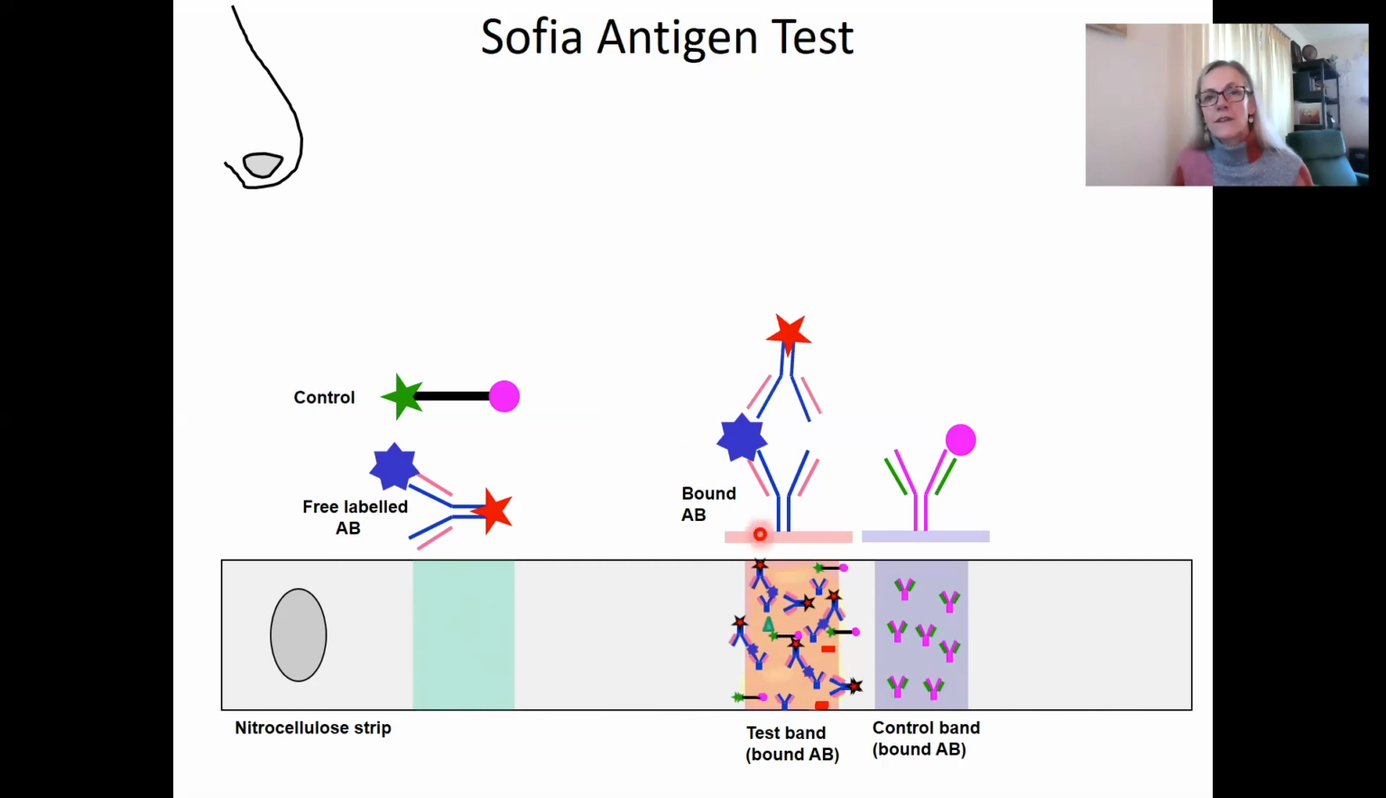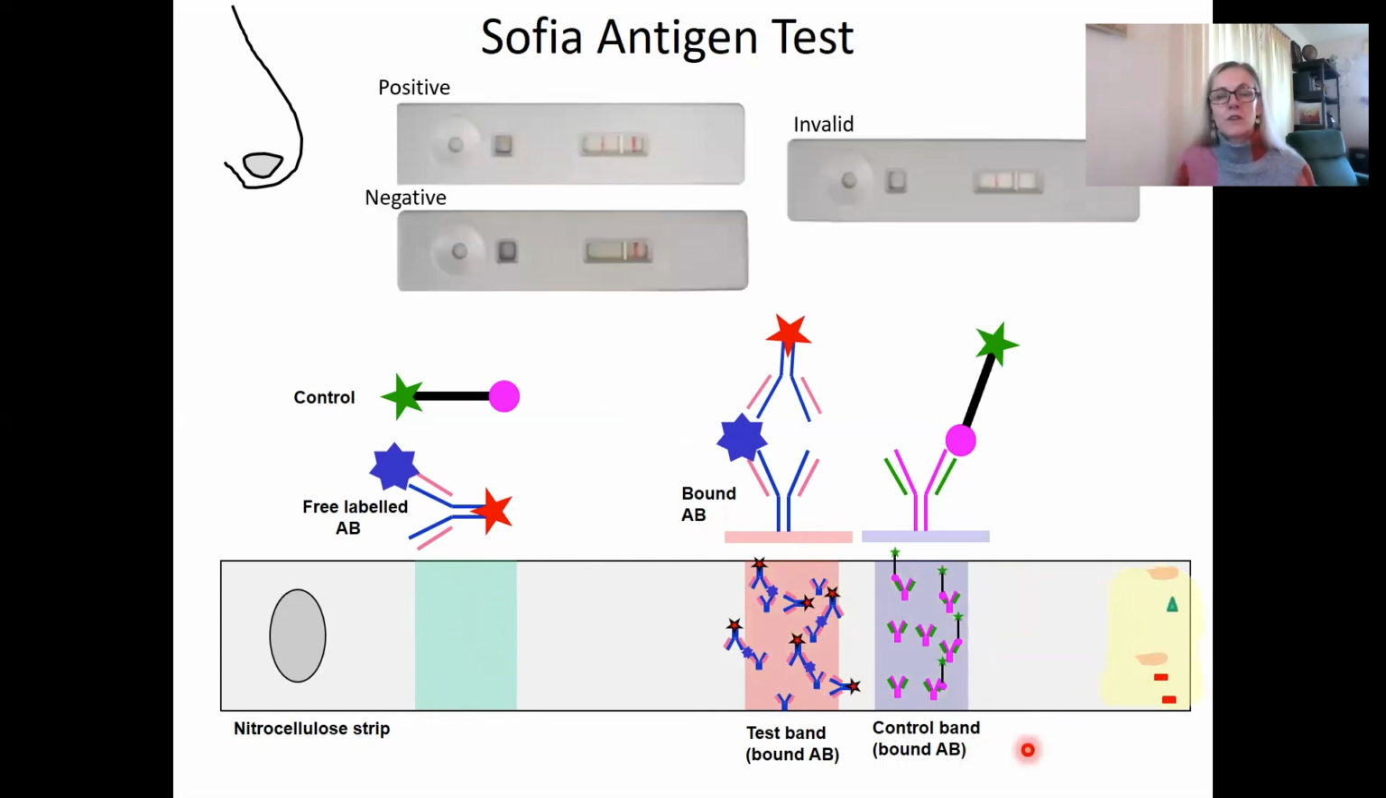Now this fluorescent molecule on this antibody is stuck in this test band. Everything keeps flowing, and the control antigen will bind the antibody that's here in the control band area, and everything keeps flowing down. So I'm showing you what it looks like.